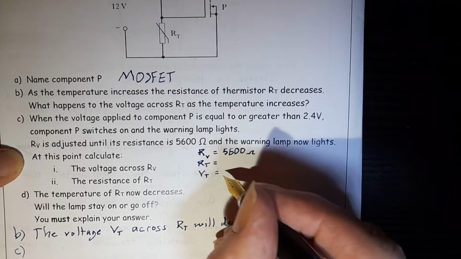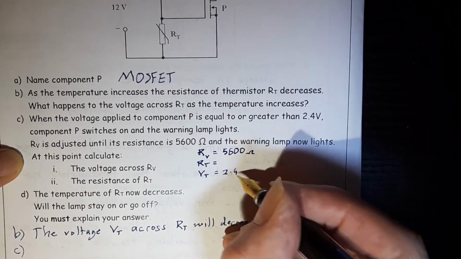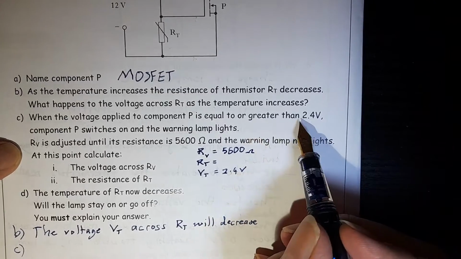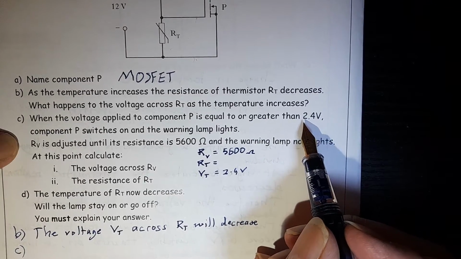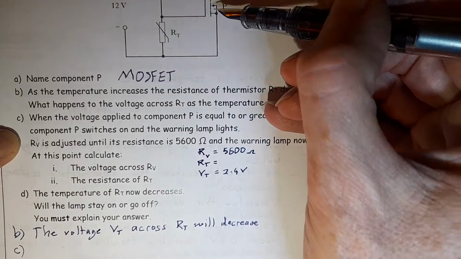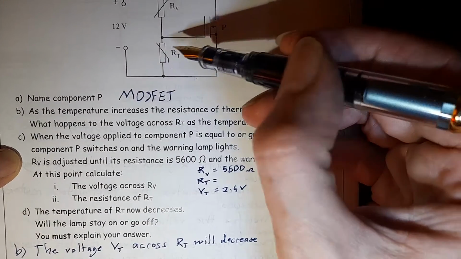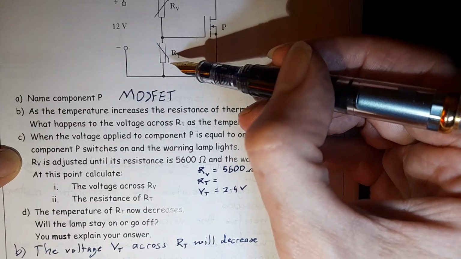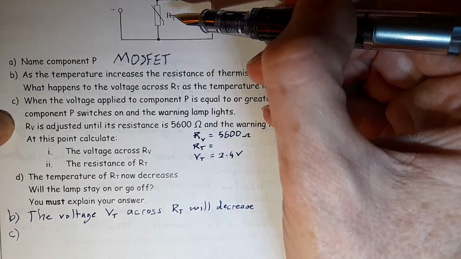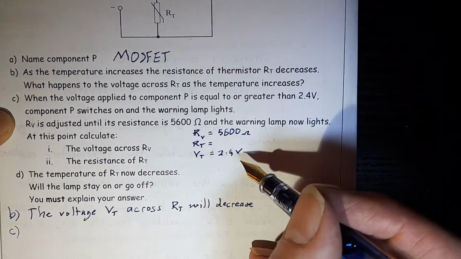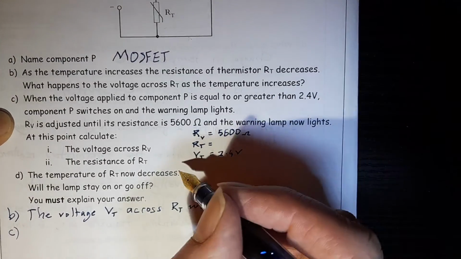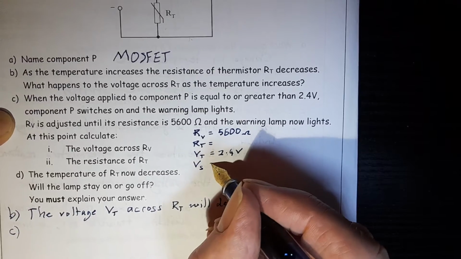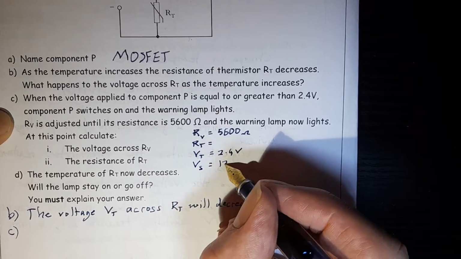Now I know that because here it says that the voltage applied to component P must be equal to or greater than 2.4 to switch it on. So component P is controlled by this voltage in here, which is the voltage across the thermistor. So the voltage on the thermistor must be 2.4. And the voltage on the power supply I also know, and that is 12 volts.